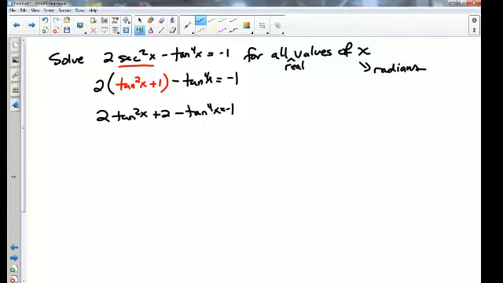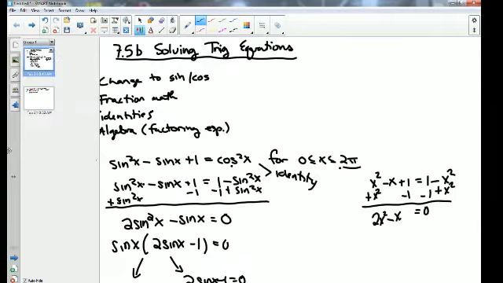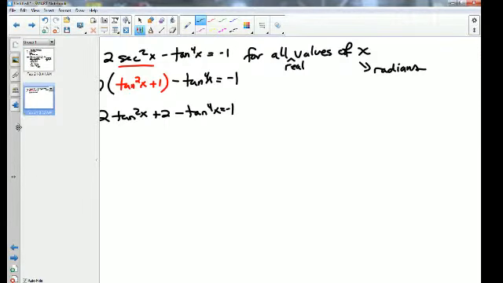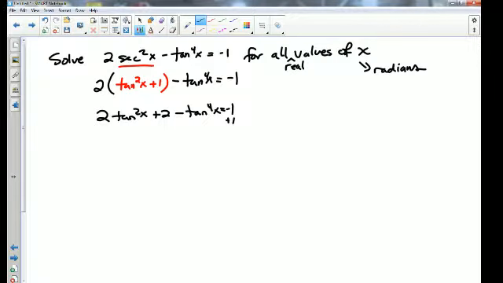What do you want to do when you have squareds and fourths in an equation? What does it need to equal? What did it equal in the last one? If you have a nonlinear equation, you always need to set it equal to 0. Okay. So we need to plus 1, right?